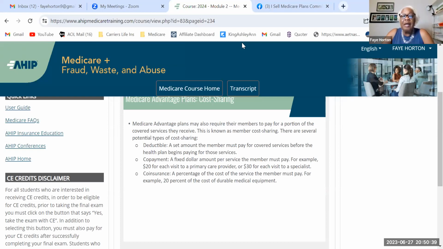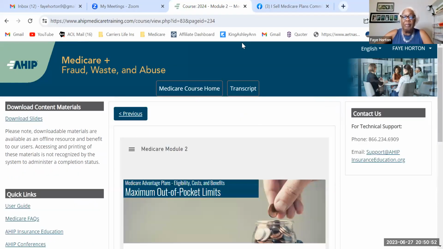Coinsurance is another cost share that a member may have. It's a percentage of the cost of the service that the member must pay. For example, 20% for durable medical equipment.